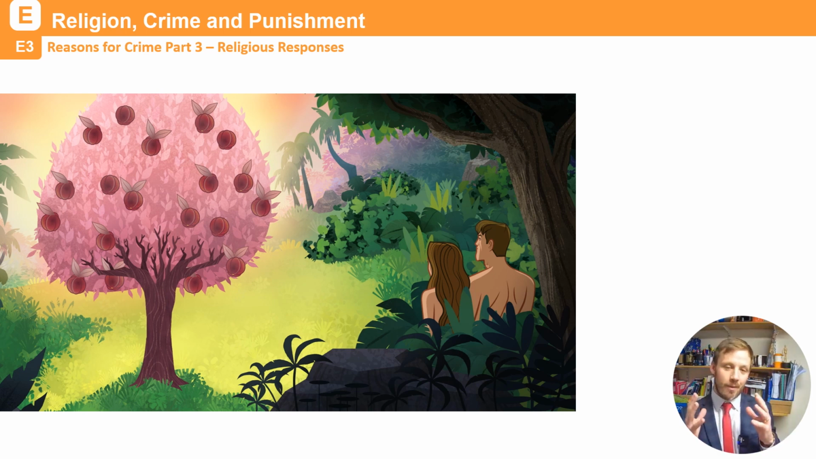Now, I'm sure at this point in the GCSE you'll be familiar with Genesis 3, where Adam and Eve eat fruit from the tree of the knowledge of good and evil. There are lots of things going on at this point, but one thing to focus on is that they want to be like God.